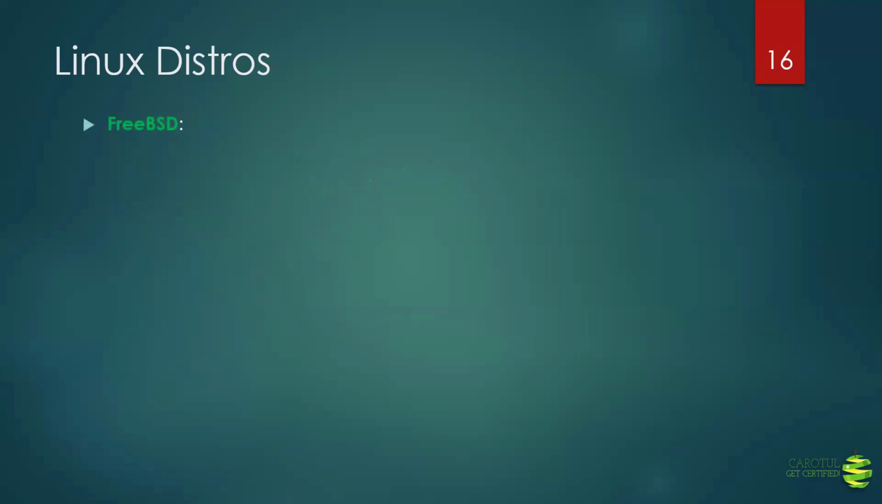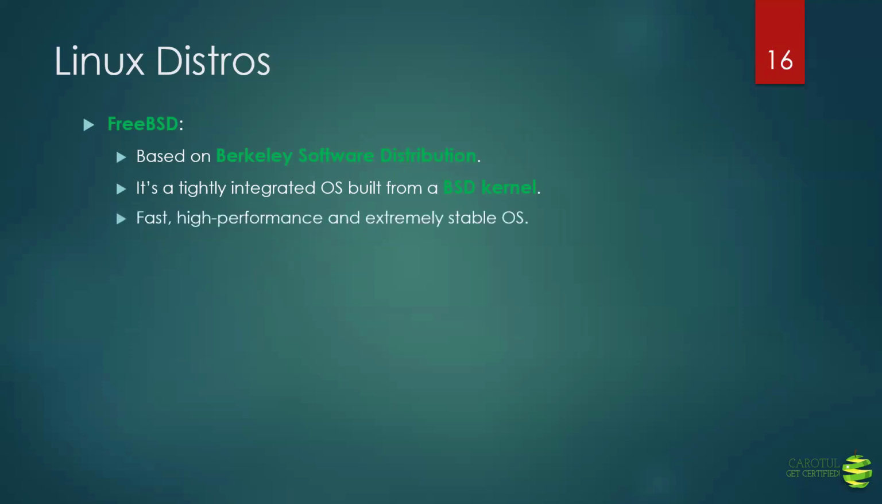Another one is FreeBSD. That is actually one of the distros which, to be honest, is not a Linux distro because it is not based on the Linux kernel. It is based on the BSD kernel, basically, Berkeley Software Distribution. And it is actually a tightly integrated OS built from a BSD kernel, fast, high performance, and an extremely stable operating system. But you see that it's not so popular when you think about Linux because it is not Linux. So technically, I should not even call it a Linux distro. It's basically a Unix-like distro, you can call it.